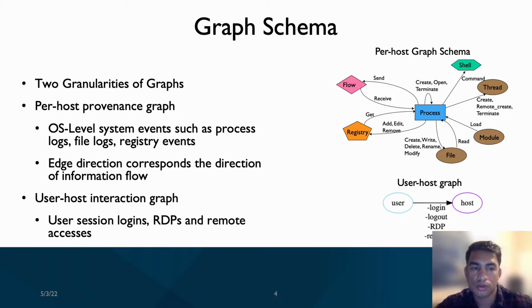Just like we discussed, we utilize two different granularities of graph in our work. On each of the hosts, we build a per-host provenance graph using operating system level events such as process creation and termination, file manipulation, registry events, and netflow events. You can see the rough schema of our per-host provenance graph on the top right of the slide. The direction of each edge represents the direction of information flow between entities. On the network level, we build a user-host interaction graph utilizing information such as user session logins, RDPs, and remote accesses. This network level graph gives us visibility into users' movement among multiple hosts.